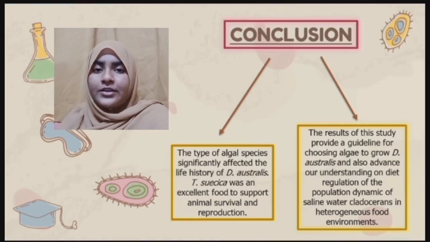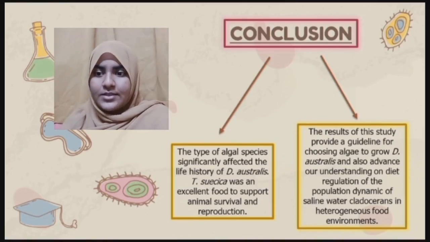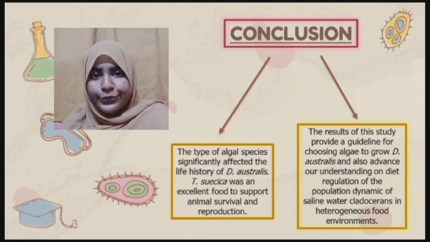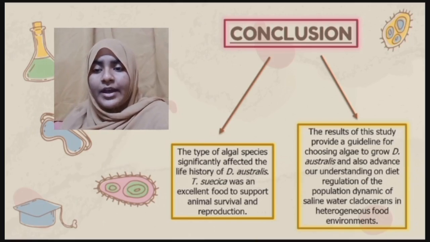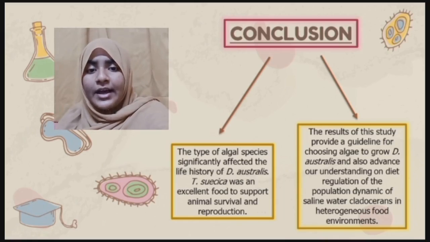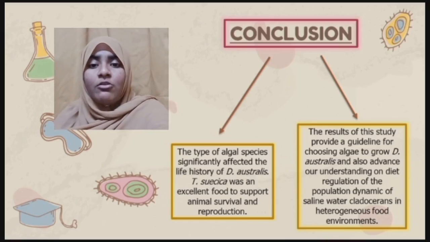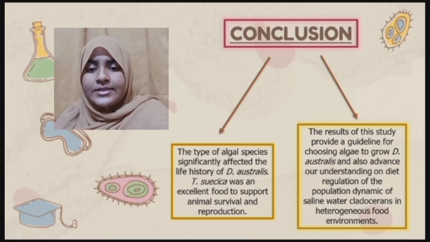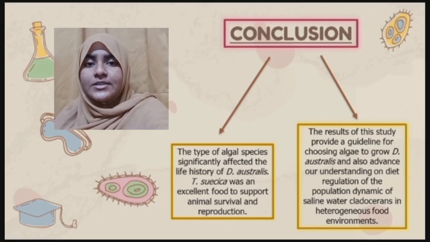Last, for the conclusion part of the whole journal, the type of algae species significantly affected the life history of D. australis. While T. suecica was an excellent food to support animal survival and reproduction, the results of this study provide a guideline for choosing algae to grow D. australis and also advance our understanding of diet regulation of the population dynamics of saline water cladocerans in heterogeneous food environments. That's all for the conclusion of this journal. Thank you.